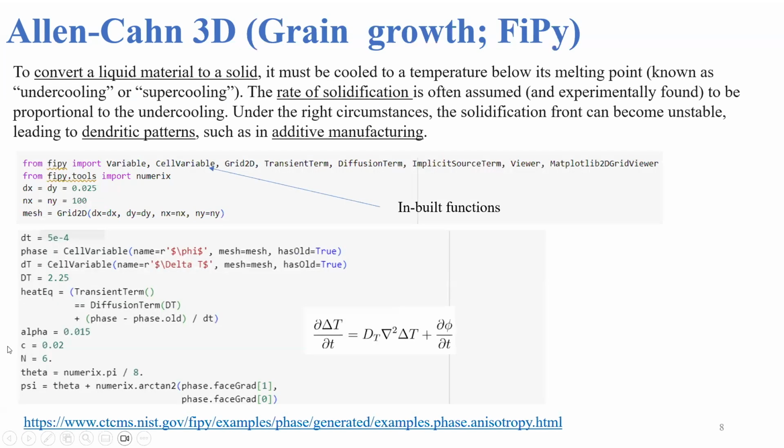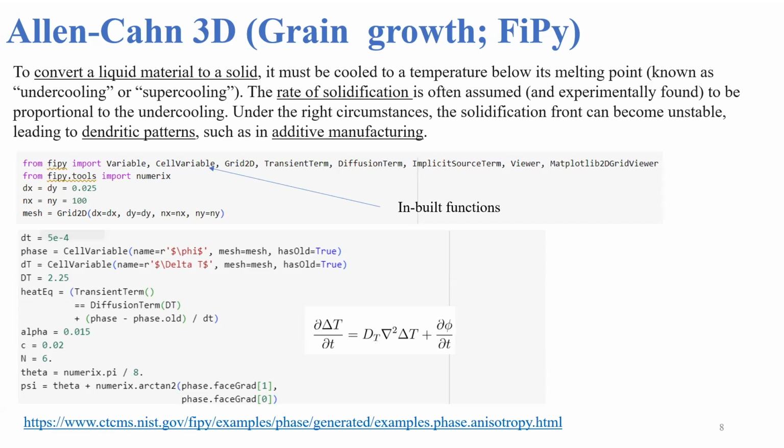We can also see this in 3D, and for 3D we want to use a package like PyPhi. In PyPhi we'll try the simulation of additive manufacturing and dendritic pattern growth, which is especially useful for converting a liquid material to a solid. There we have a phase transformation, and the rate of solidification is often assumed and experimentally found to be proportional to the undercooling. Under the right circumstances, the solidification front can become unstable, leading to dendritic patterns.